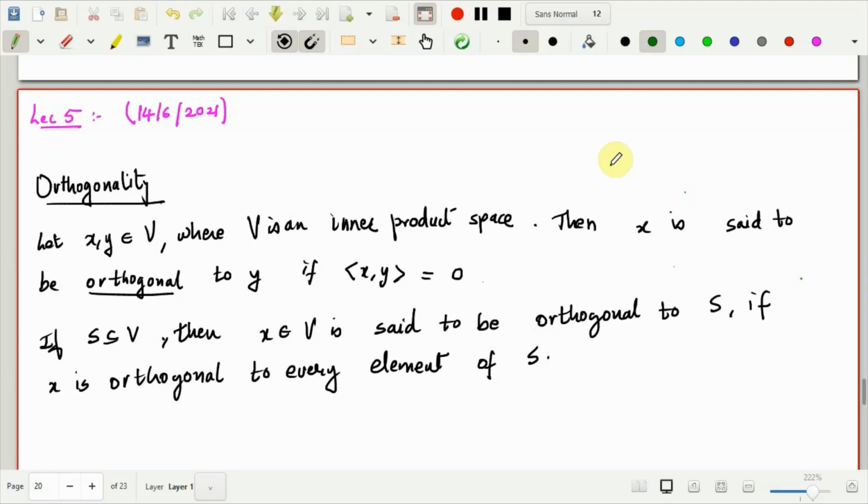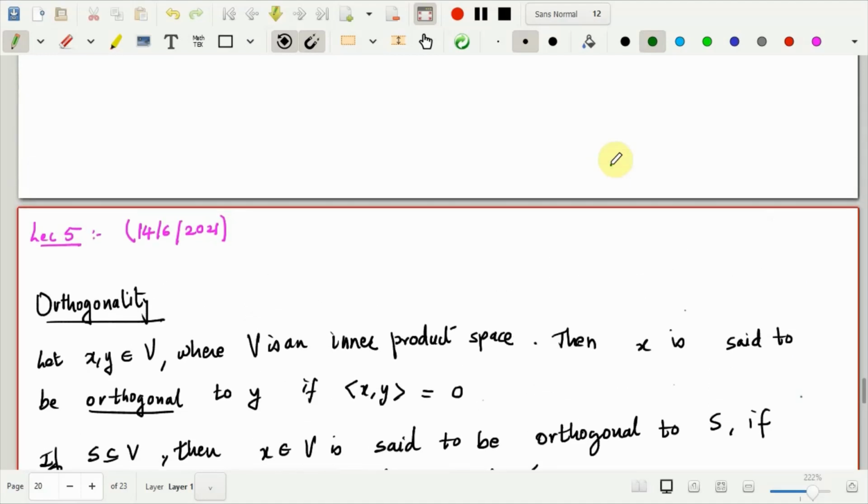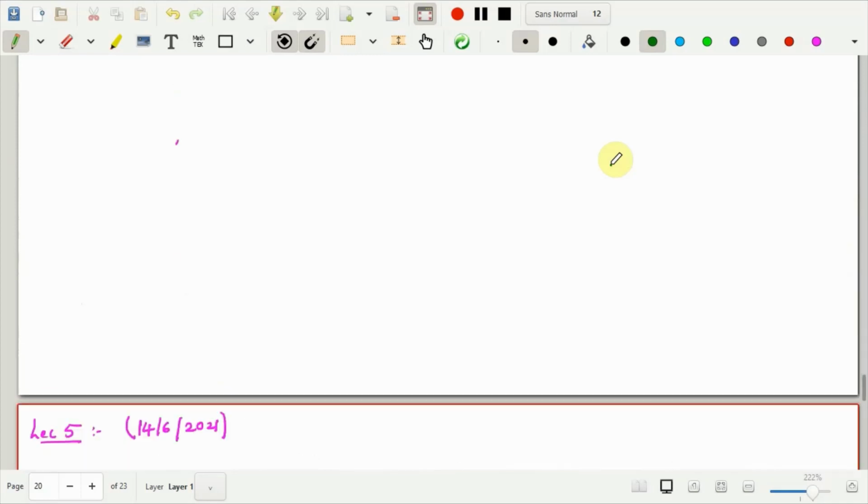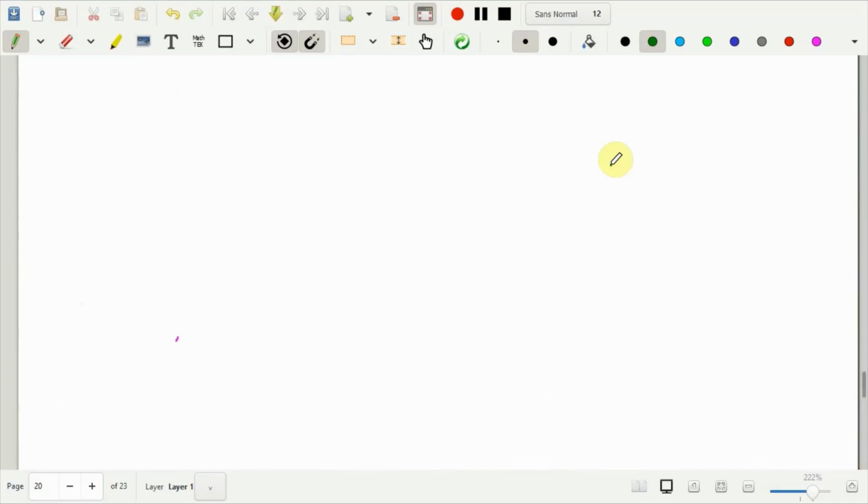In this lecture, we will discuss the notion of orthogonality in an inner product space. The other term that we use for orthogonal is perpendicular. So the question is, when can we say that two vectors are perpendicular to each other in an inner product space?